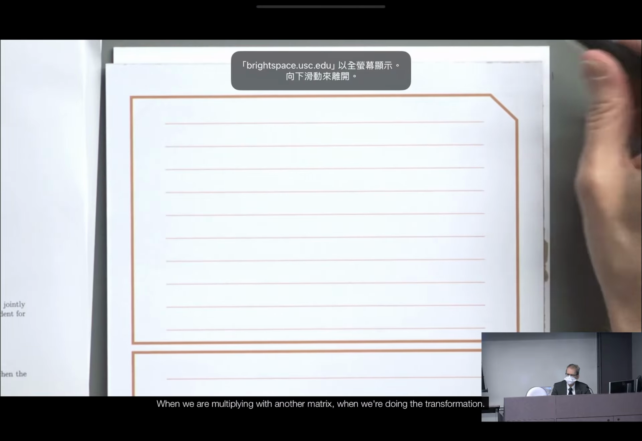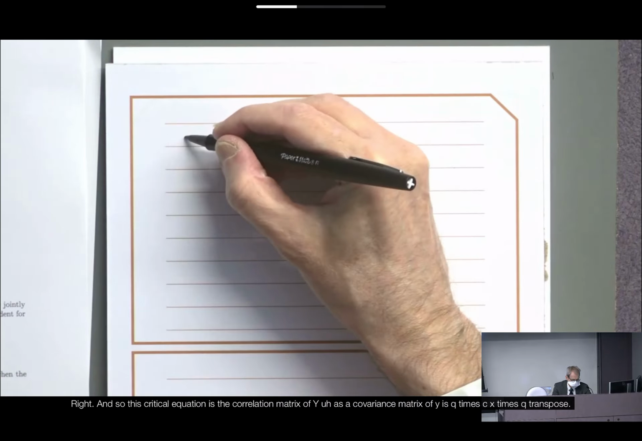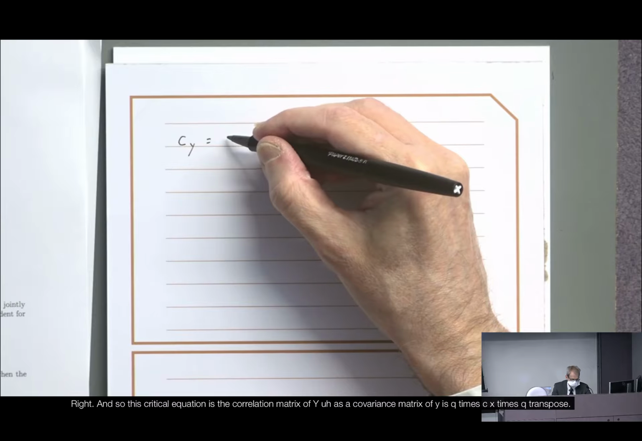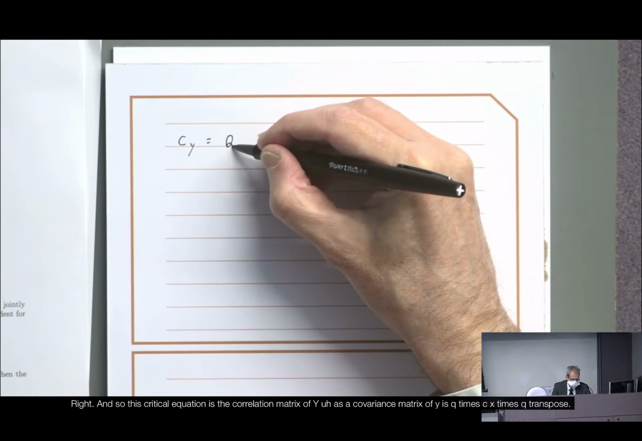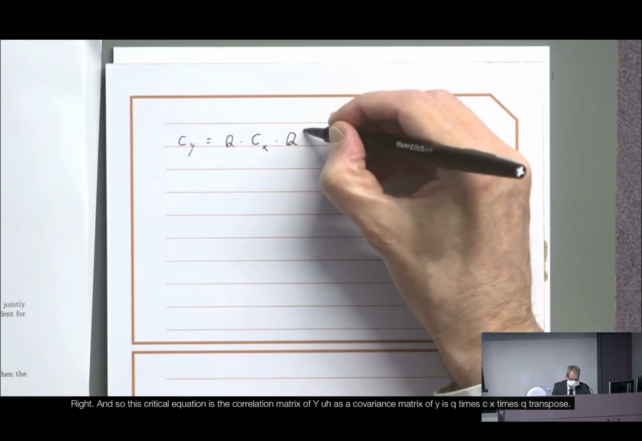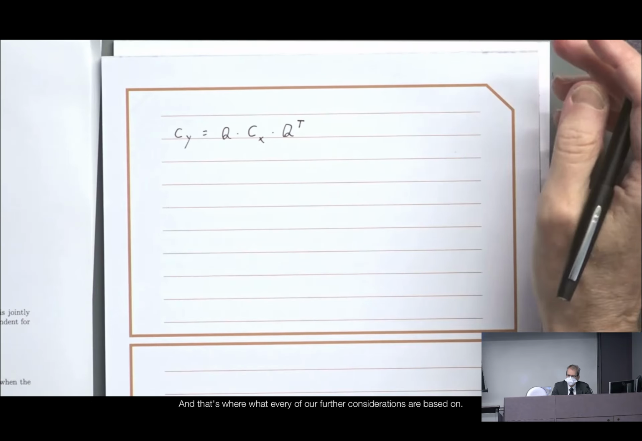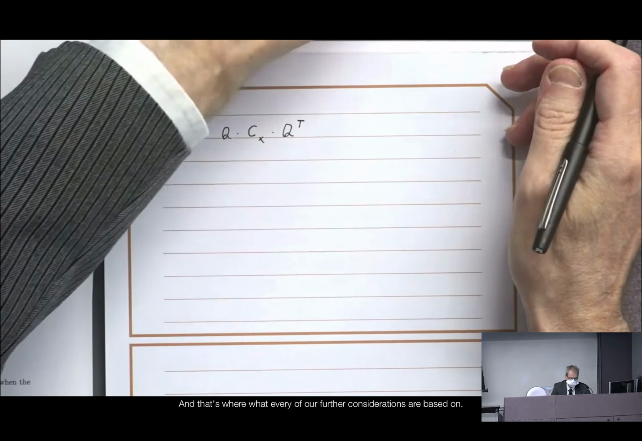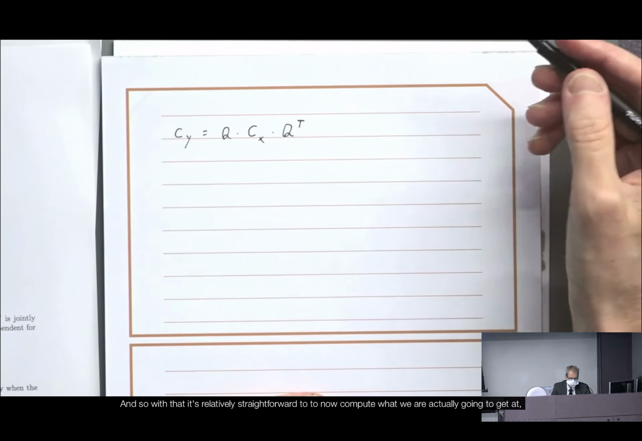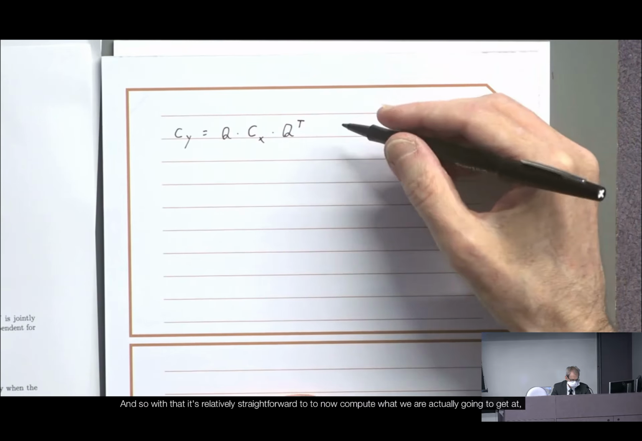When we are multiplying with another matrix, when we're doing the transformation, this critical equation is the covariance matrix of Y, which is Q times Cx times Q transpose. And that's what every one of our further considerations is based on. And so with that, it's relatively straightforward to now compute what we are actually going to get.